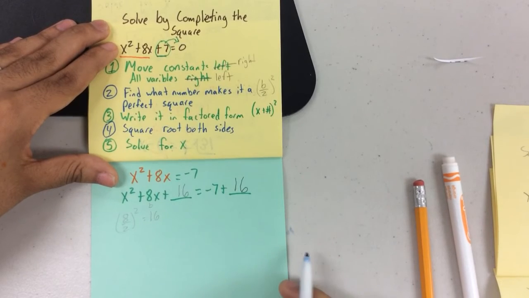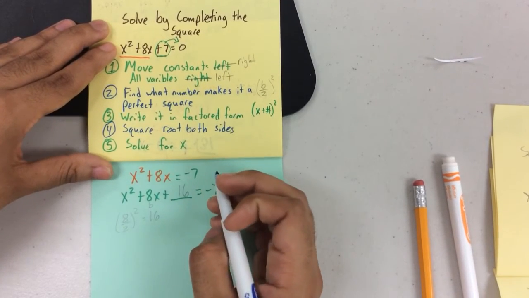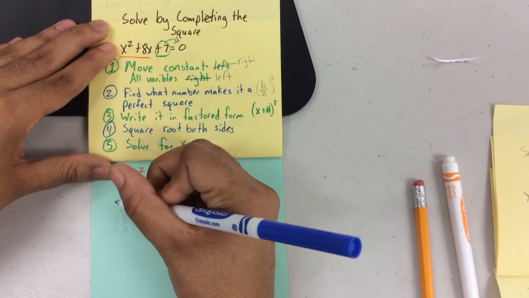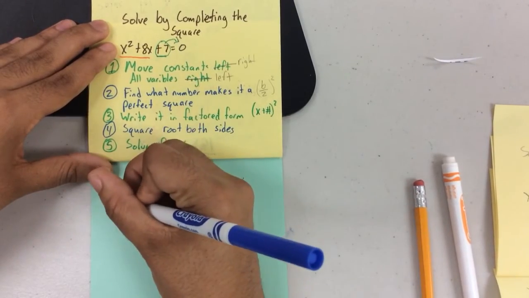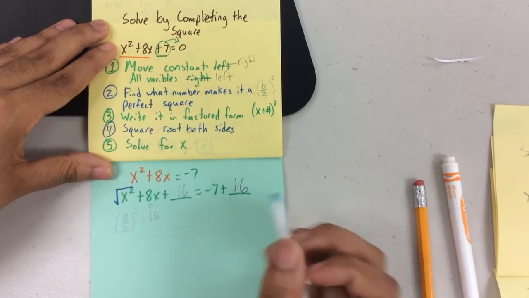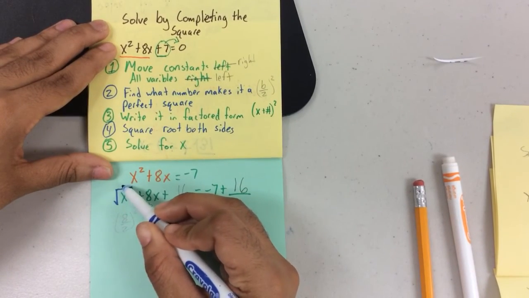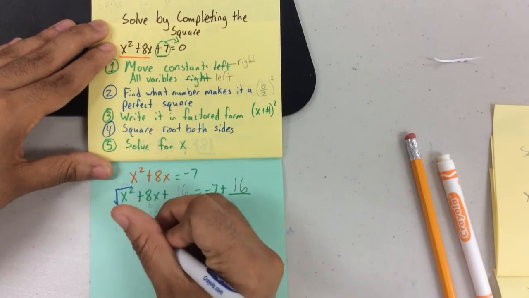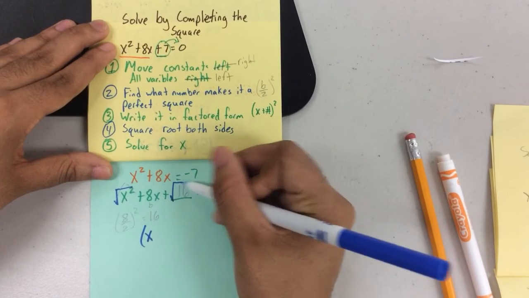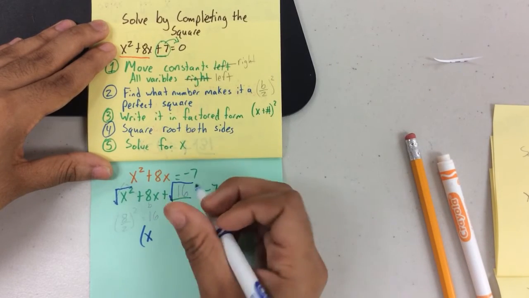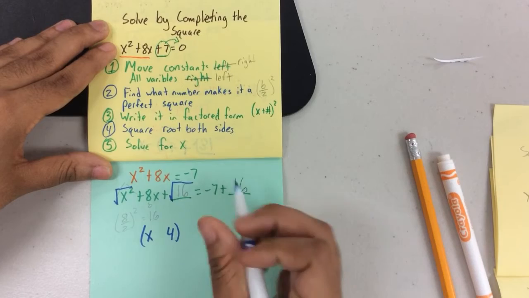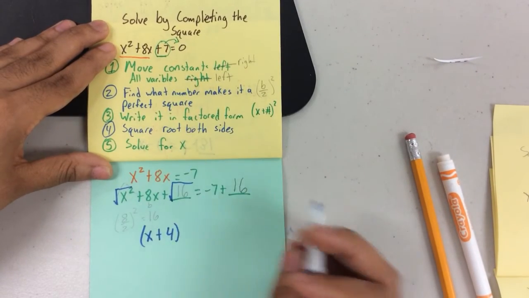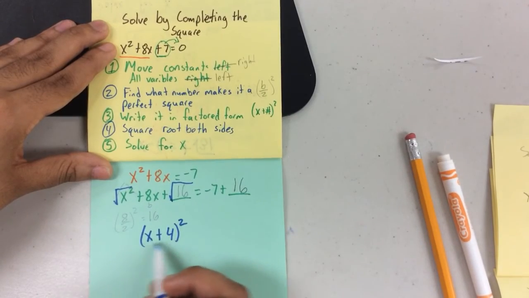Step 3, I'm going to write this in factored form. So to write this in factored form, I'm going to take the square root. If I square root this, the square root of x squared cancels out, leaving you with x. The square root of 16 is 4. Then I keep this sign here. If this is positive, I put a positive here. So this is my perfect square.